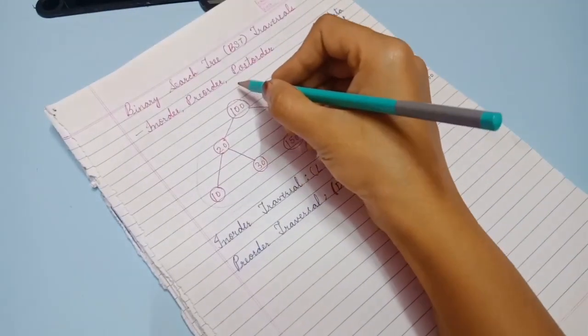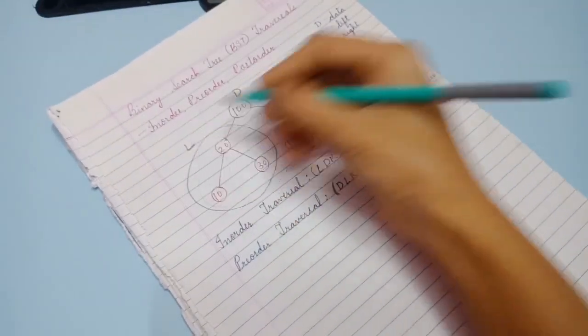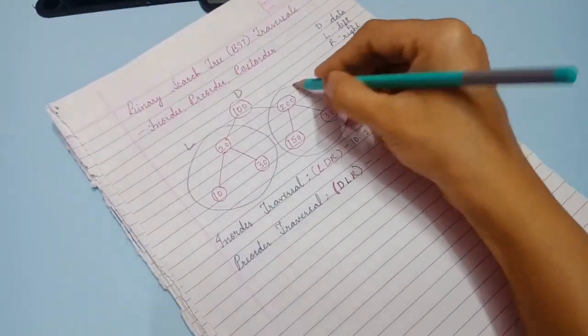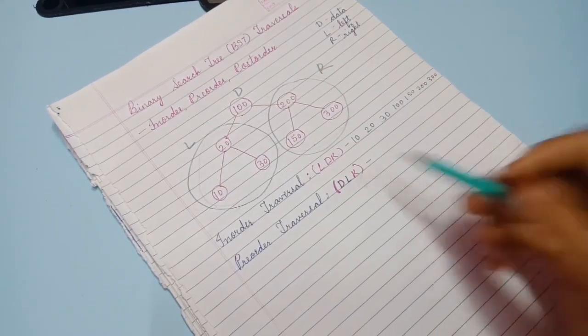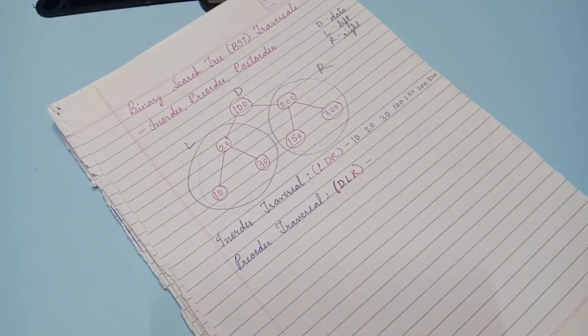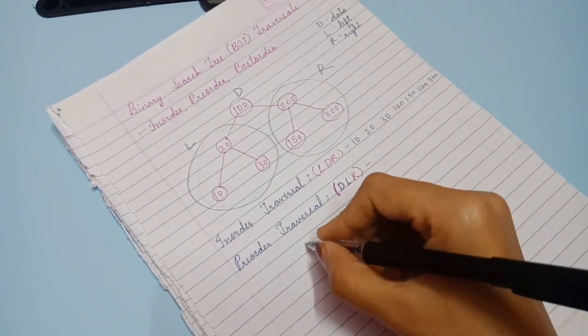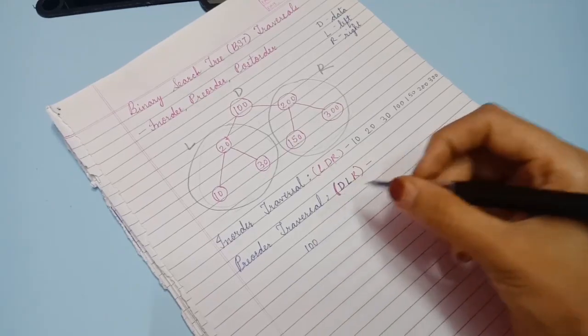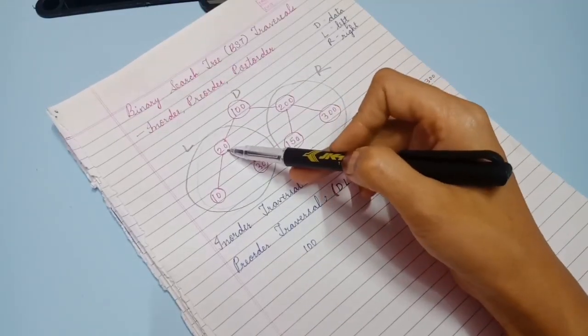So this is D. This side is L and this right side is R. So follow DLR. So let's start. D is 100. Next it says go L. That is left side.